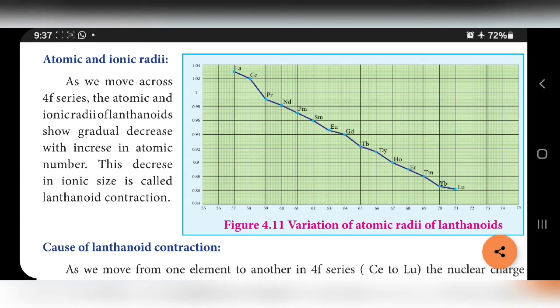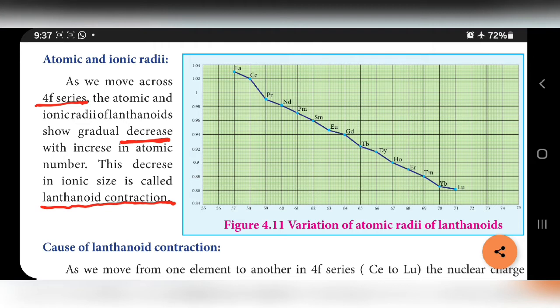So, as we move across the 4f series, atomic and ionic radii of lanthanides show gradual decrease. So radius decreases with increase in atomic number. This decrease in ionic size is called lanthanoid contraction.